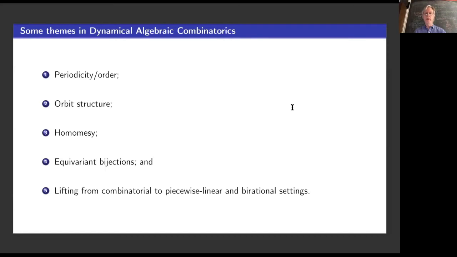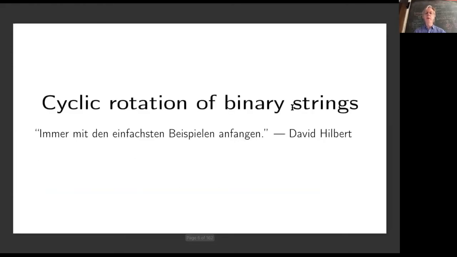And then I'll take one of the actions that we're looking at and lift it from the combinatorial setting to the piecewise linear and birational setting so that you have iterated functions of labelings of posets, say, with real numbers or even variables. But as David Hilbert said, you should always begin with the simplest examples, and in a short talk like this, we'll probably end with them as well.